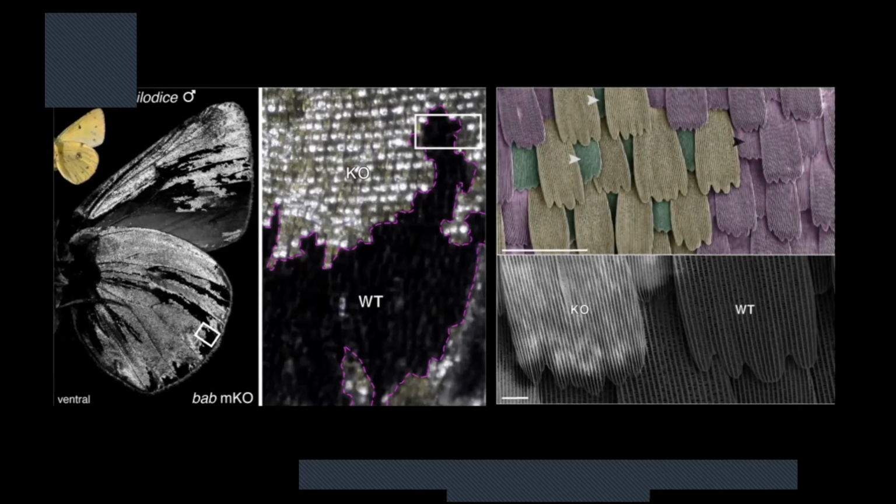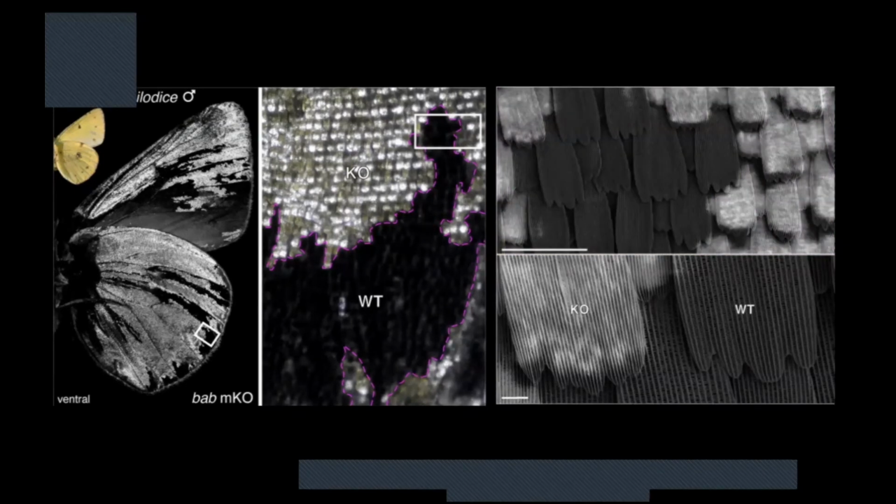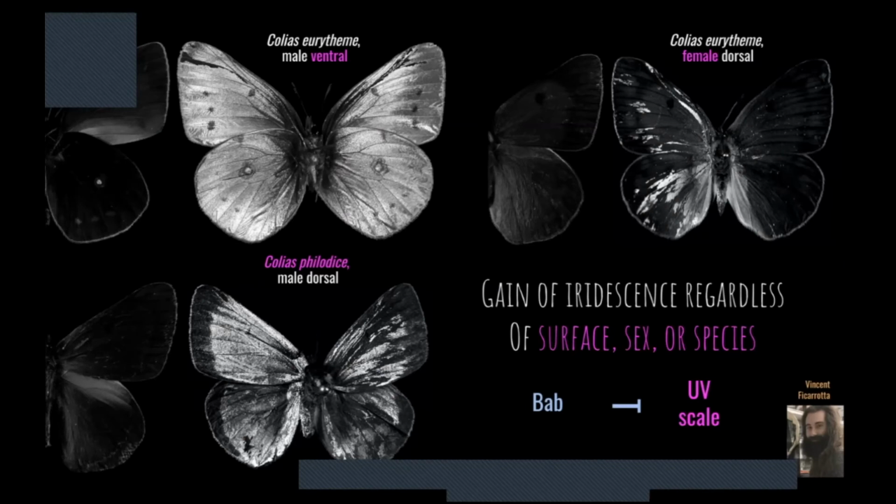So long story short, BAB knockouts create a gain of iridescence regardless of the wing surface, ventral or dorsal, the sex, male or female, or the species. So BAB is a repressor of UV scales. If you remove BAB, you get UV scales back in.